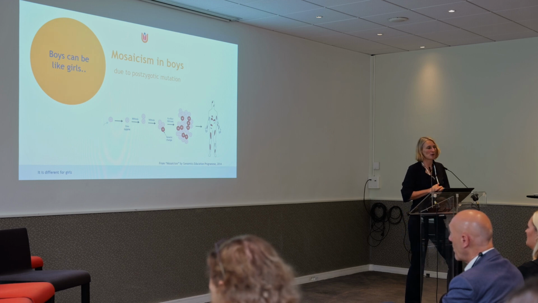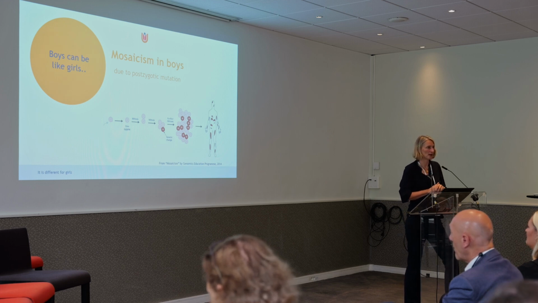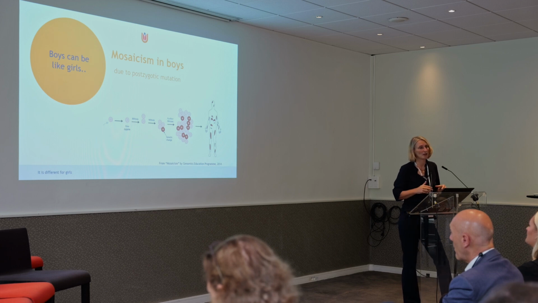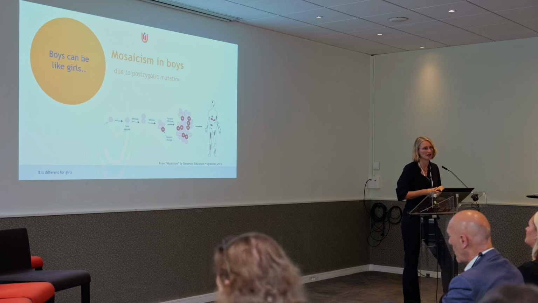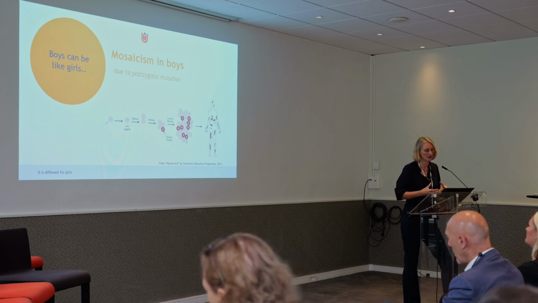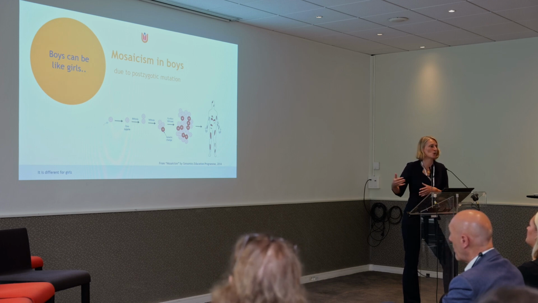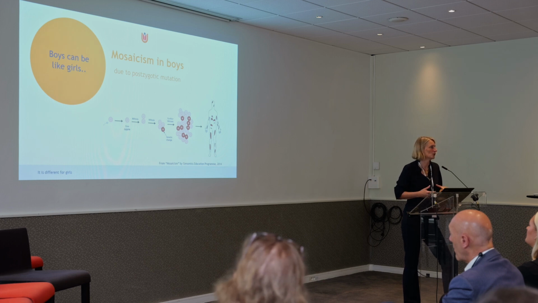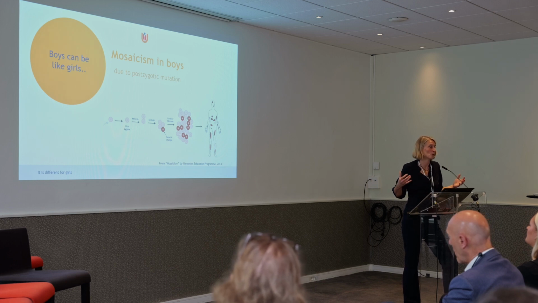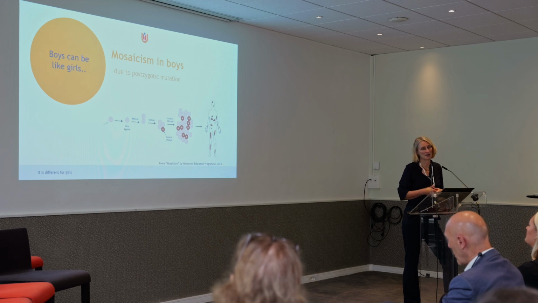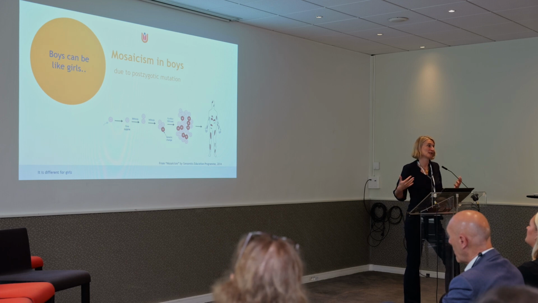Well, I also want to remember the boys, because boys can sometimes be like girls. This is the situation when the mutation occurs after the fertilization. So in the first cell, there was no mutation, and then the cell starts dividing, and then a mutation occurs, and all the cells coming after that will also have the mutation. And so this boy will have a mosaic of cells with the mutation and cells without the mutation. And this causes the same challenges in boys regarding the diagnosis, the prognosis and treatment. We have already seen this also.